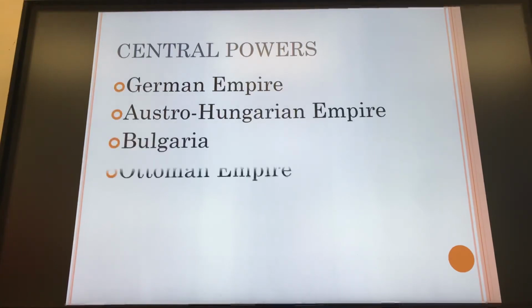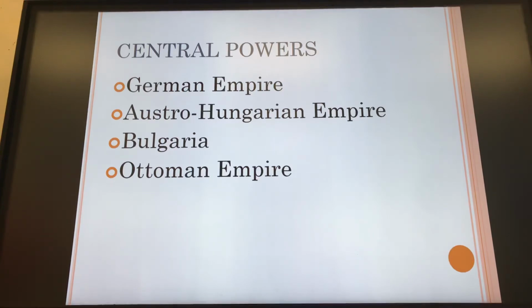Your Central powers will be the German Empire, or Germany, and the Austro-Hungarian Empire, which is basically where present-day Austria and Hungary are in Europe. You'll have Bulgaria and the Ottoman Empire. Bulgaria will be the country who has the Archduke Franz Ferdinand get assassinated. So really, Bulgaria and Serbia are the major two starters of this war.